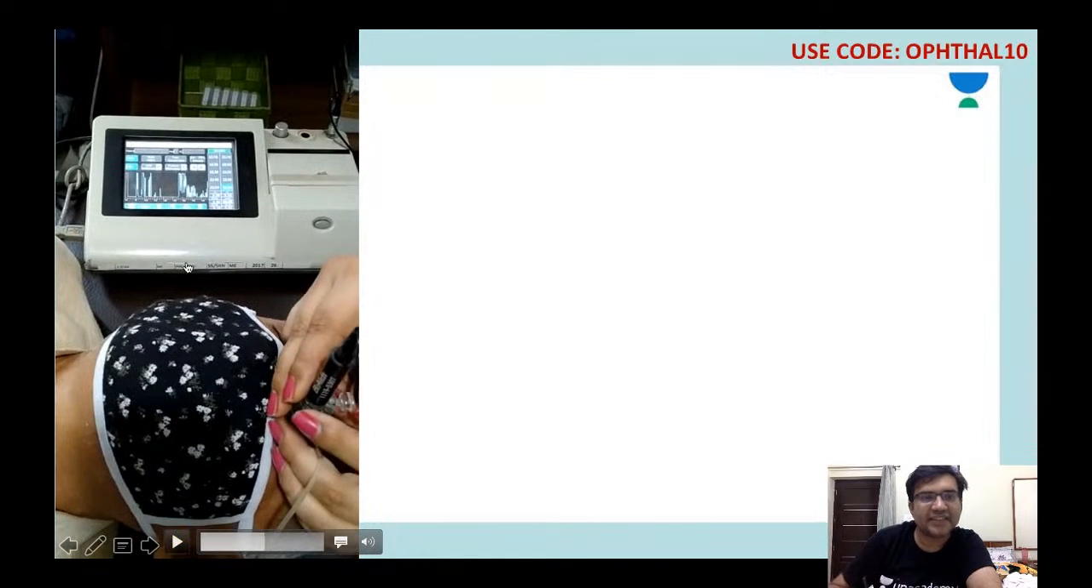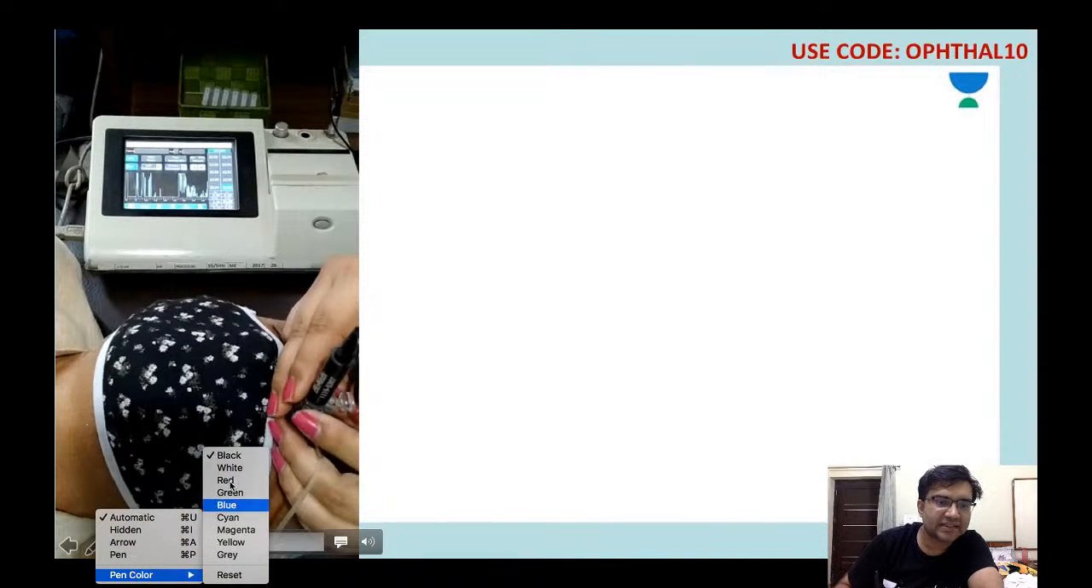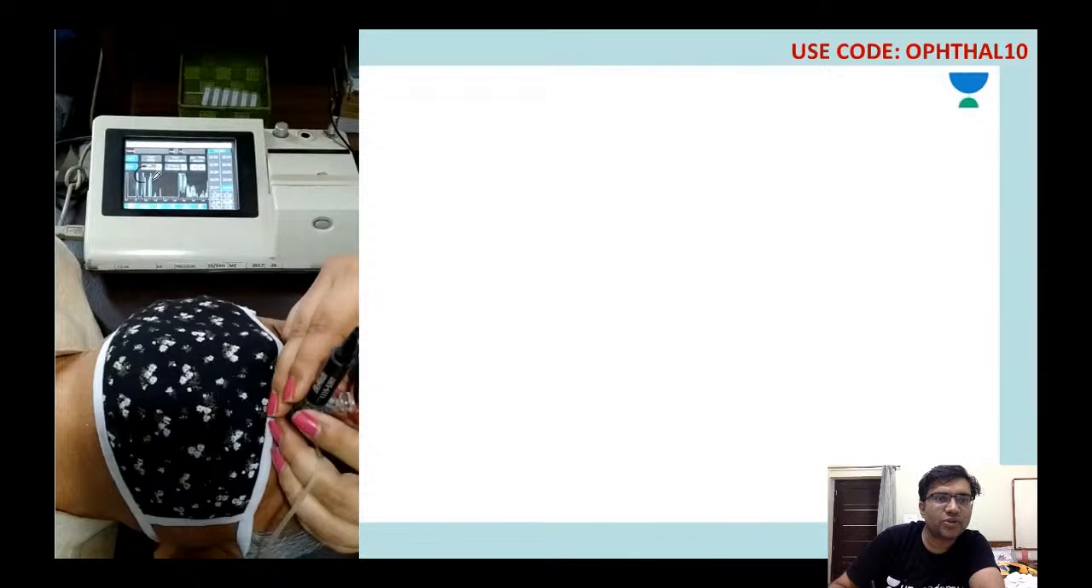Can you see here? This is the A scan. This is not the B scan. This is the A scan. What you can see is the amplitude spikes here. This is the A scan which is going on, and we do the A scan whenever we have to see the IOL power. So the procedure which I am doing here is the biometry.